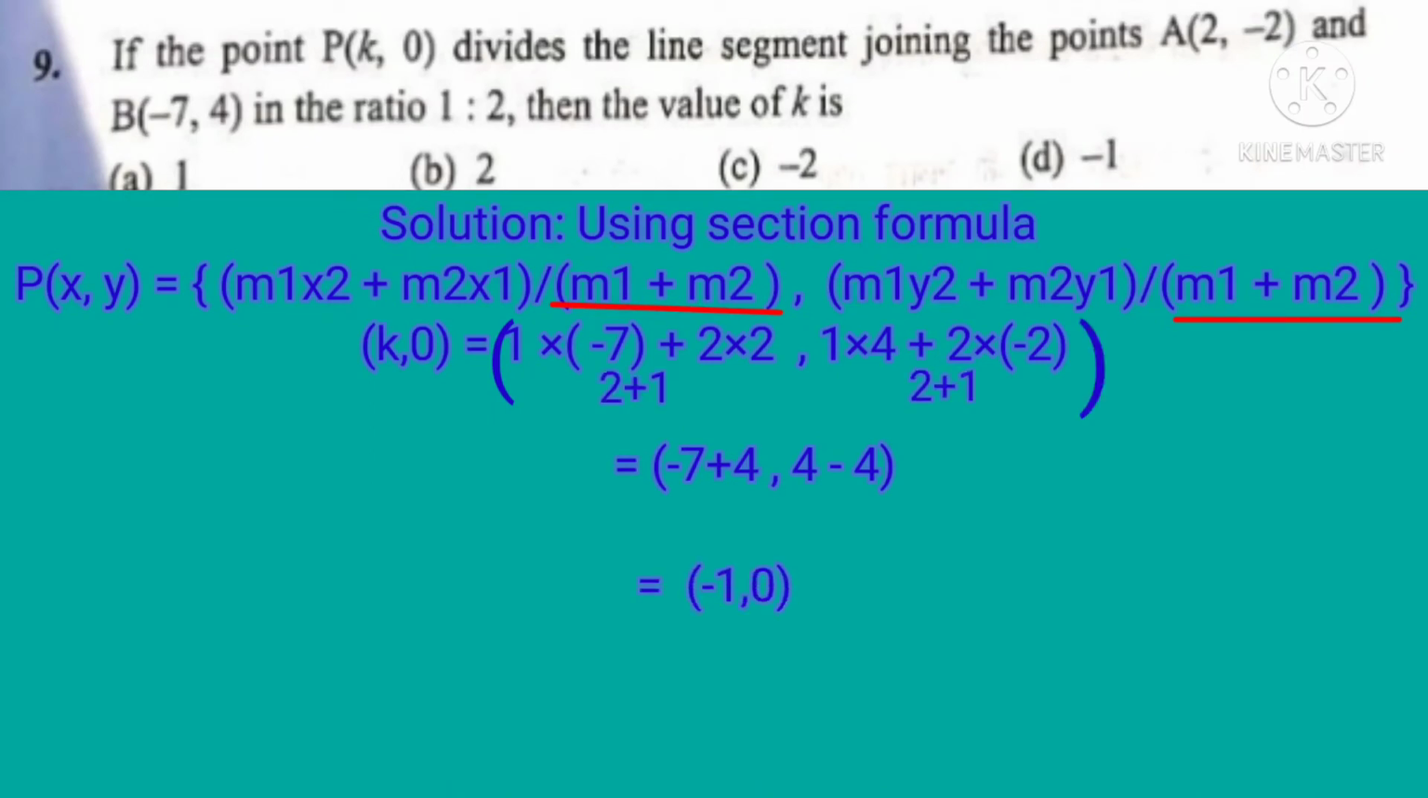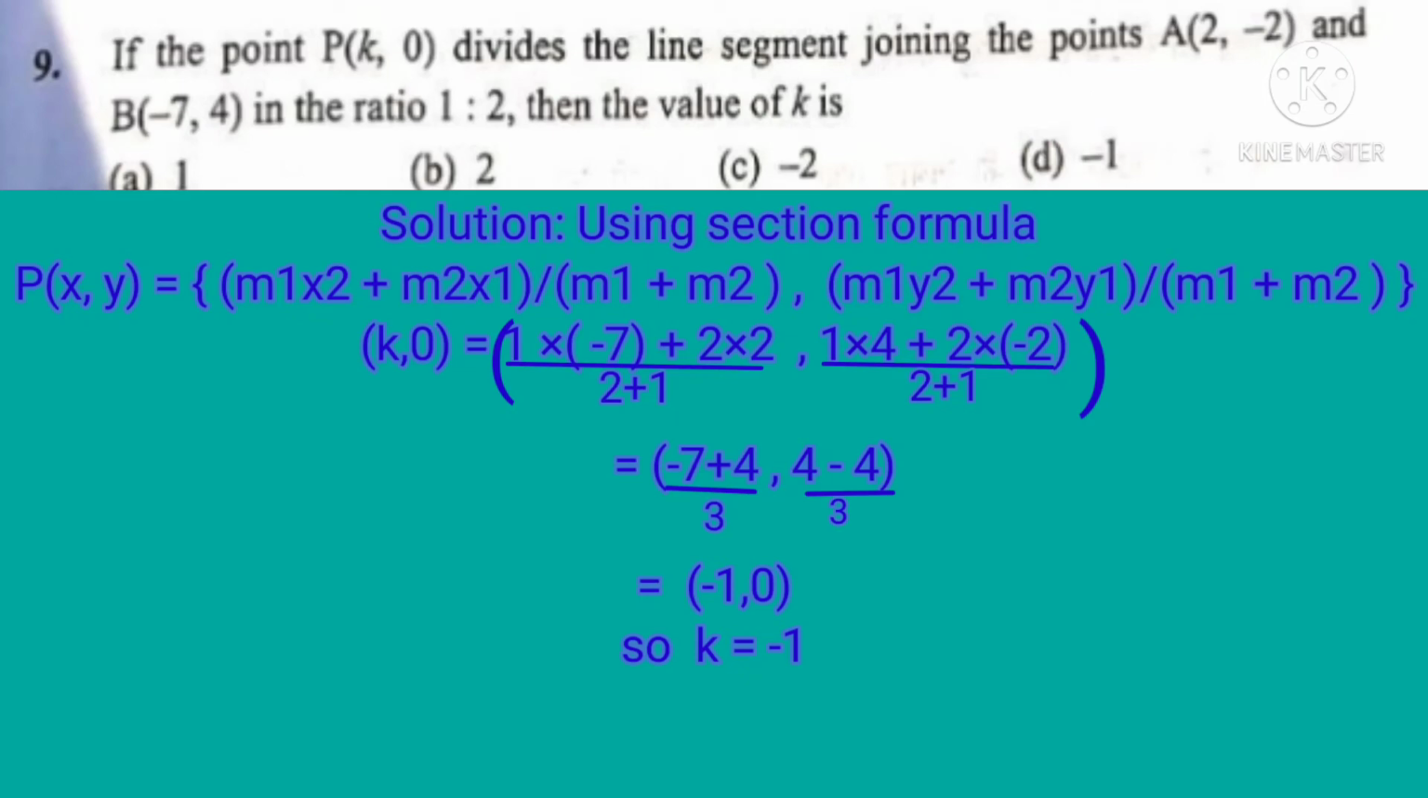So we will solve these values. So we will get (-1, 0). So here we will compare. Here the x coordinate is k and here the x coordinate is minus 1, so k is equal to minus 1. So this is our right answer, minus 1, option D.